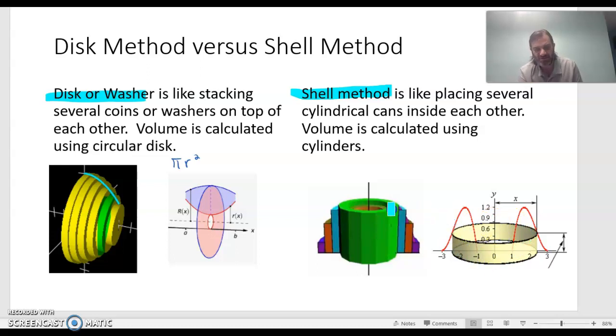You can think of the shell method, when you start to do volume, as if you went to the grocery store and bought tons of cans of food. You open up all those cans, take the top and bottom off, and stack them inside of each other. That's what we're doing here. We're taking these shells, these cylinder sides, and stacking them up so we can get a volume.